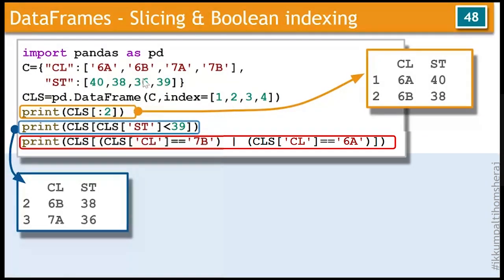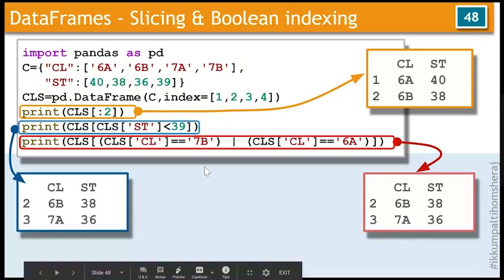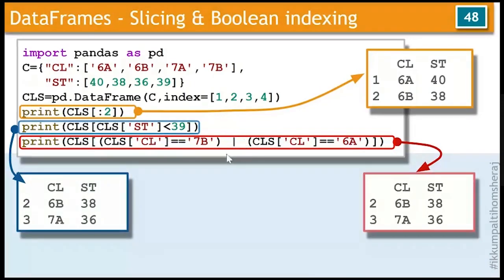These are two rows. In the next one, I am making use of OR operations. In the previous example, we had AND operation. Here we are using OR operation. So either the class is 7B or the class is 6A, we should display that. So just see the example here, 6B and 7A got displayed.